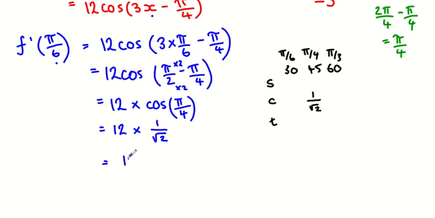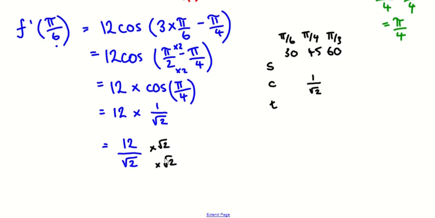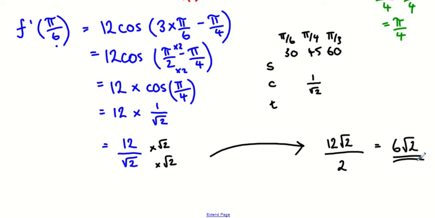You can leave your answer as 12 over root 2. The only time you would maybe change that final answer is if you had to prove that you could get an answer that has a rational denominator. So you might have to times by root 2 on top and bottom. You might not. So if you did, then that working would look like this. 12 root 2 over 2, giving you 6 root 2. Otherwise, just leave it as 12 over root 2.